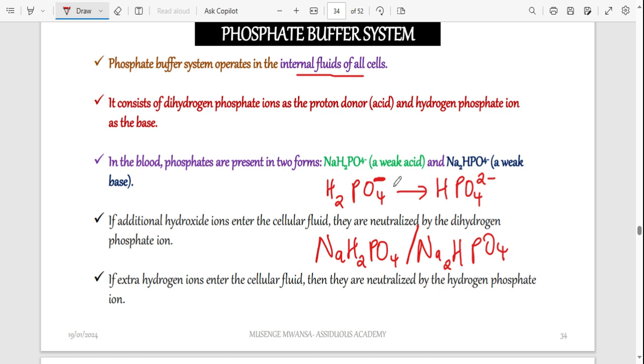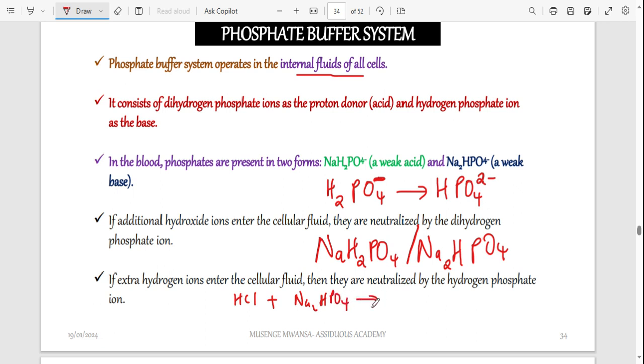So in a phosphate buffer system, what acts as the base is disodium hydrogen phosphate. What acts as the acid is sodium dihydrogen phosphate. So what happens is that if I react this with an acid, it's a base which reacts. So imagine I bring in hydrochloric acid. It's a base which will react, and the base is the disodium hydrogen phosphate.